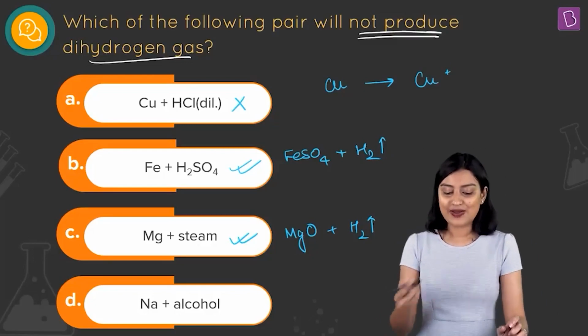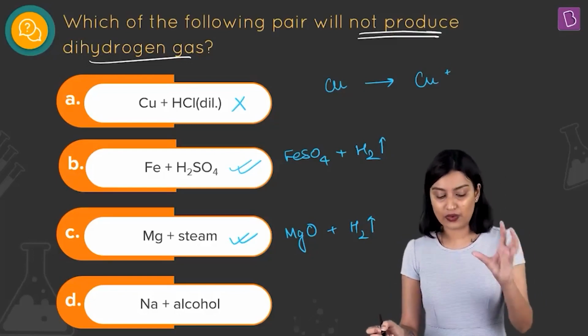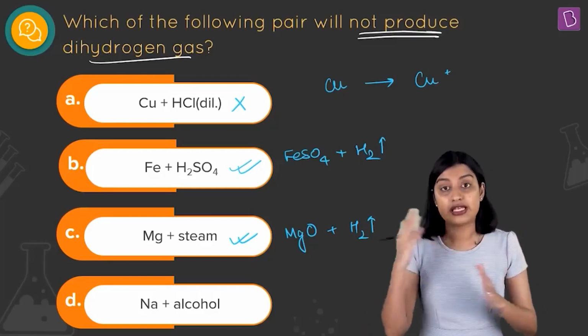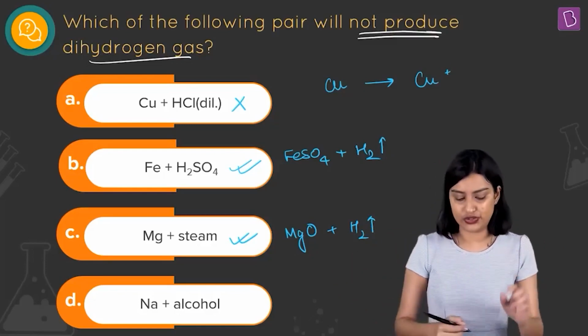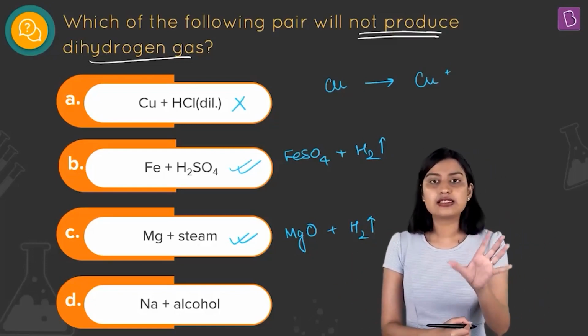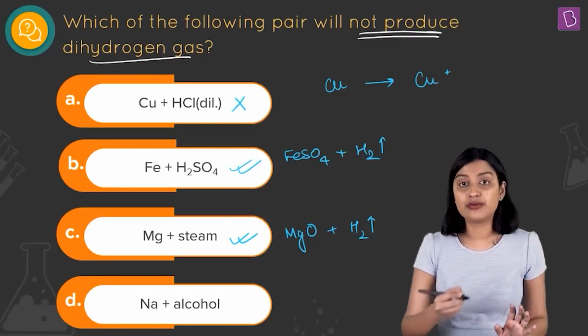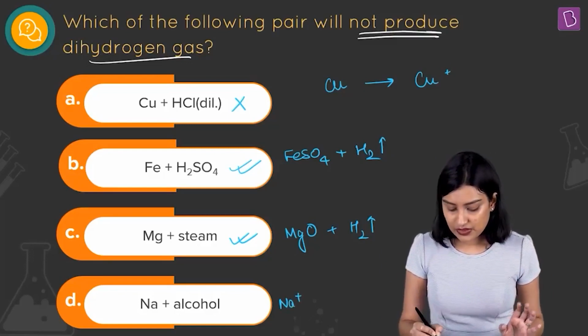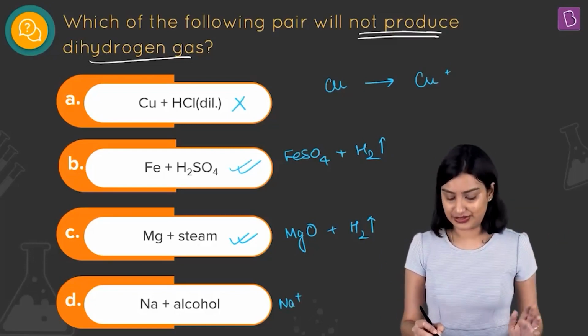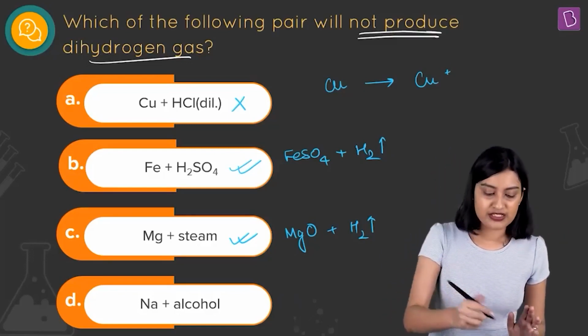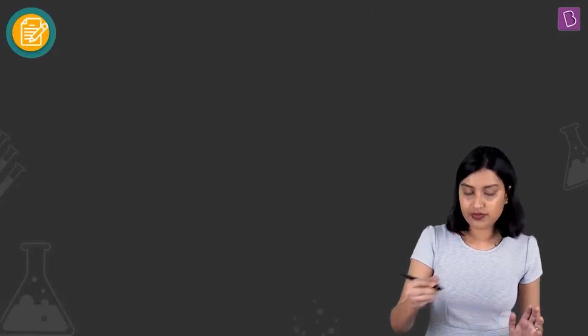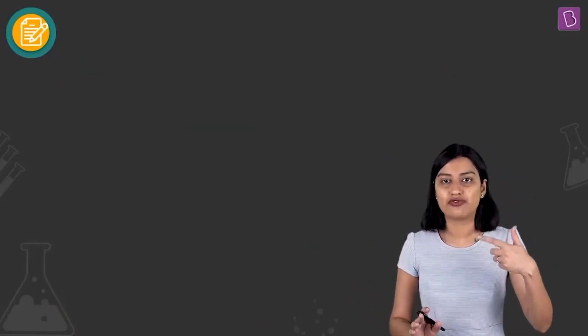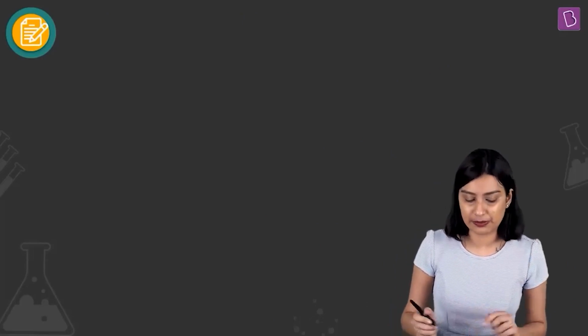Then you have sodium plus alcohol. Here what you get is sodium alkoxide, and then you get dihydrogen. If you take your alcohol as ethanol, then you get sodium ethoxide: Na plus your alcohol minus the hydrogen. Let me write down the specific reaction in case of ethanol. This is not too easy to understand right now, but just remember this as a reaction. You will understand it going forward in your alcohols, ethers and phenols chapter.